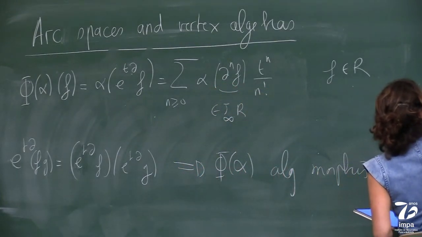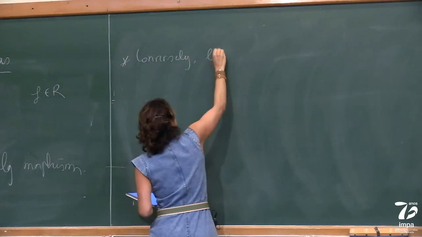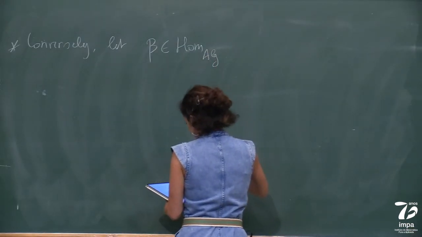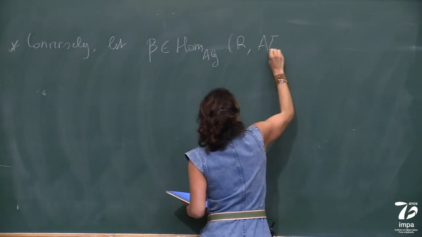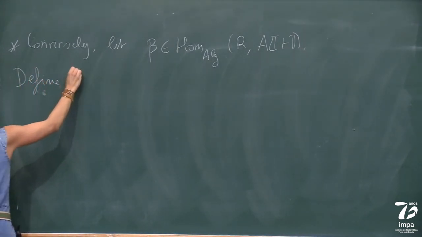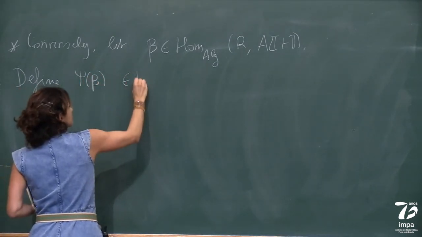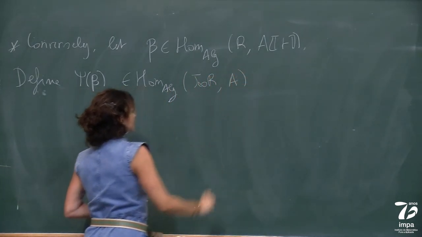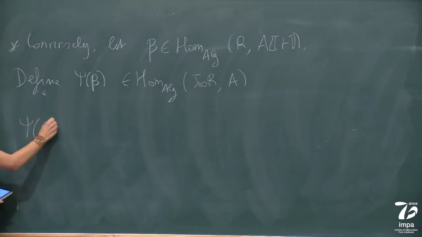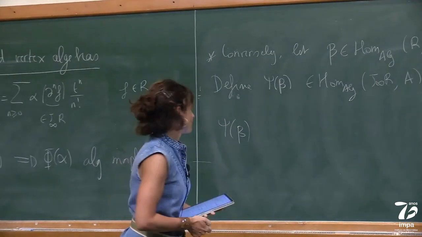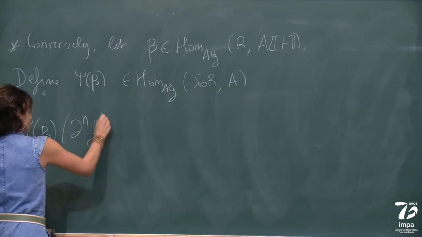I want to say it's an algebra morphism. Okay, so conversely, let beta be an algebra homomorphism from R to this algebra, and then I define psi of beta here. So here it's enough to define it on elements generated by elements of R. I didn't mention, but of course, the jet algebra of R is generated by R as a differential algebra. So it's enough to define it on such elements.